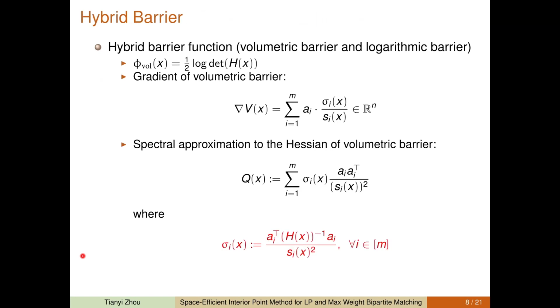Next, we introduce the gradient and the Hessian for the hybrid barrier function, which is the combination of the volumetric and log barrier. We can see that it is quite similar to the gradient and Hessian for the log barrier function. The difference is that we need to compute sigma here. In the last slide, we have already shown that the Hessian can be computed and stored using n-squared space in one pass. So for the next pass, we can compute the exact value of sigma with only n-squared space.